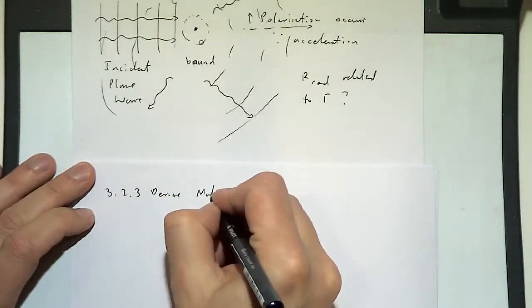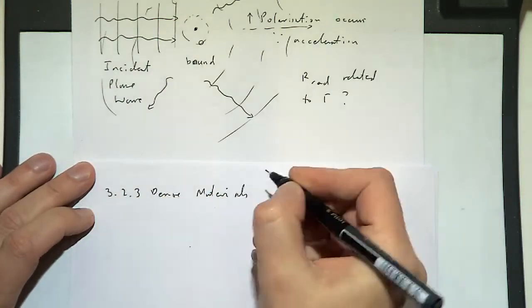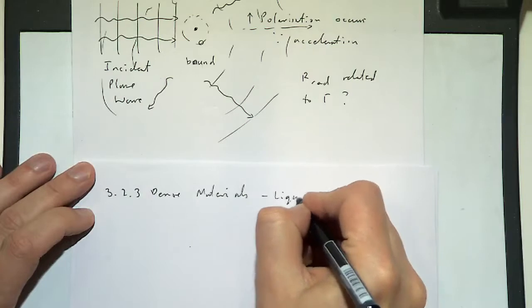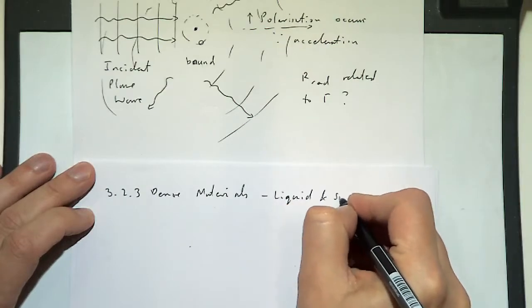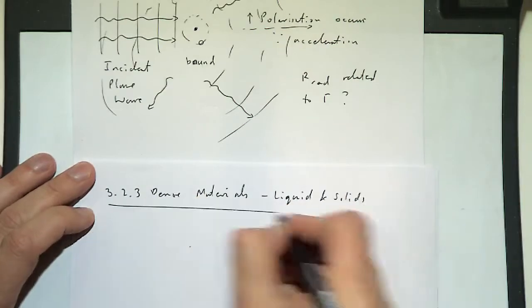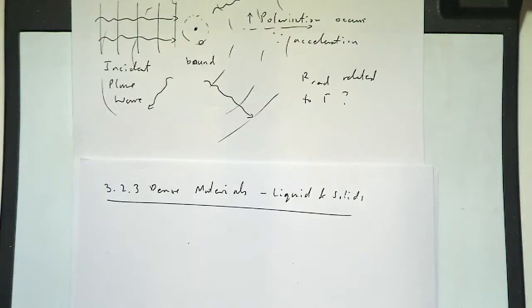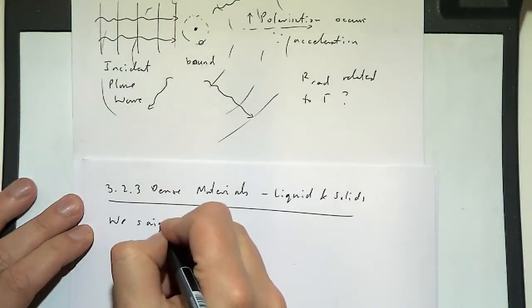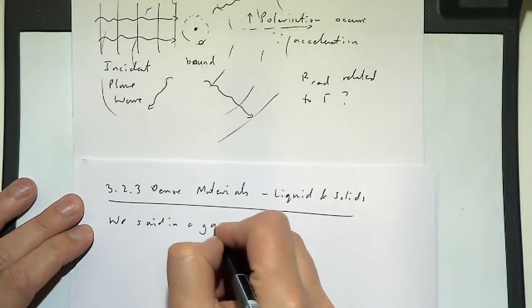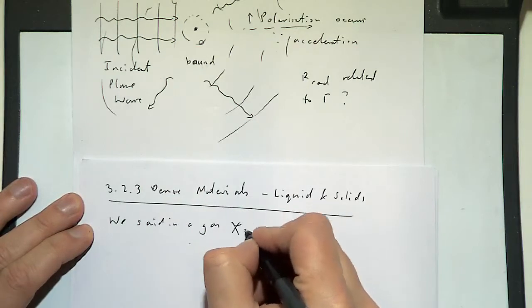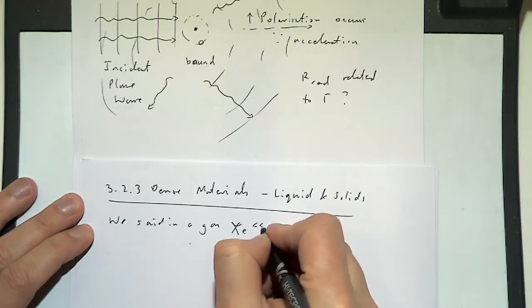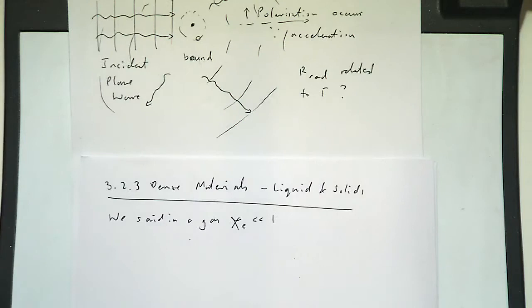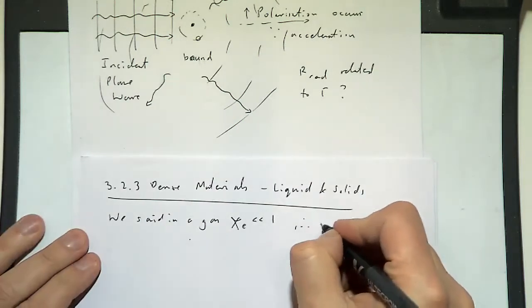Conceptually this can be a little tricky, so we'll go through that derivation step by step. So we said in a gas that the electric susceptibility was much less than 1, both the real and the imaginary parts, and therefore there's not much polarization.